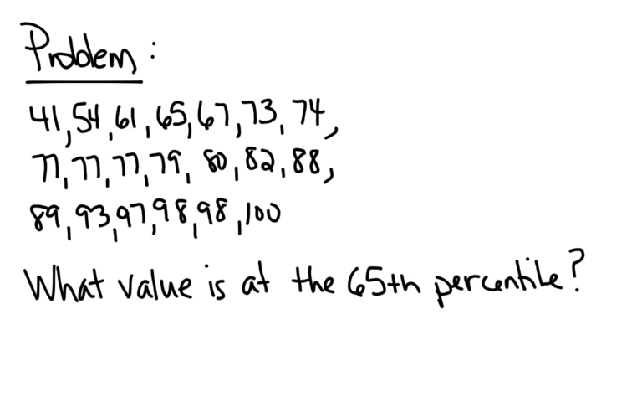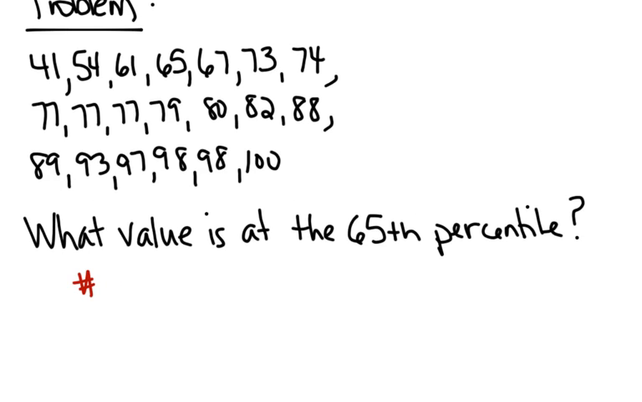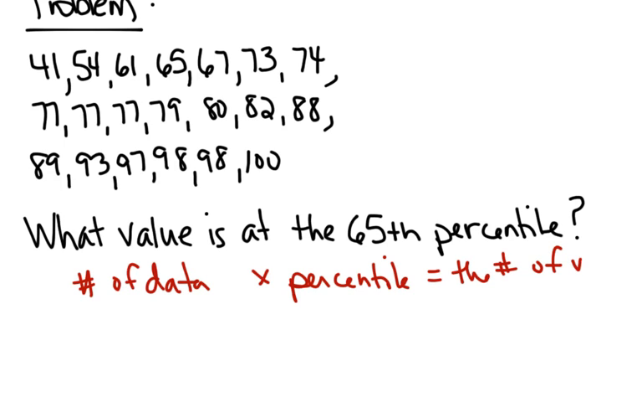All right, in this last problem, I'm giving you an ordered list of midterm test scores for a Spanish class. We want to find the value that's at the 65th percentile. All right, this is what we're going to do. There's kind of like a little formula for doing it. We take the number of data and multiply it by the percentile. And that answer is going to tell me the number of values less than or equal to x. X is the number we're looking for.